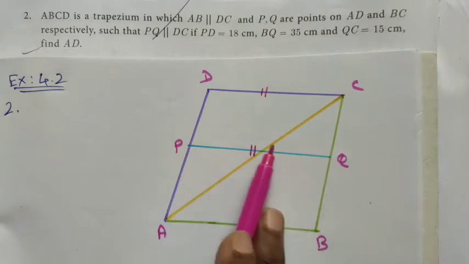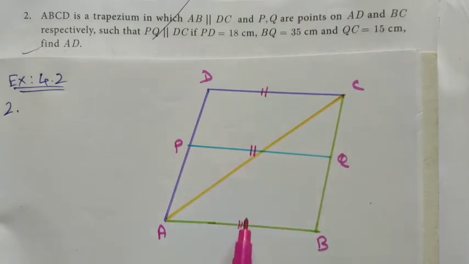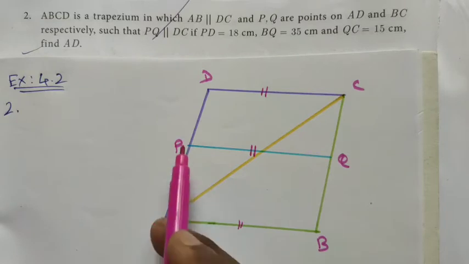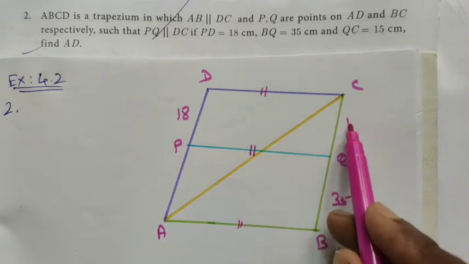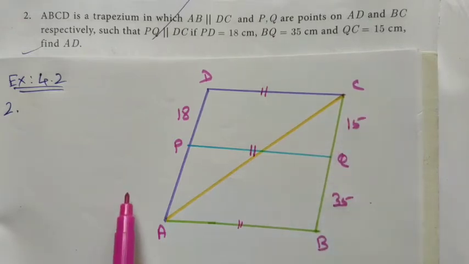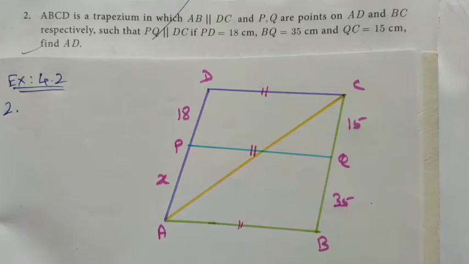The line PQ is parallel to the line DC, and PD is given as 18 centimeter, BQ is given as 35 centimeter, and QC is given as 15 centimeter. Find AD. We want to find out what is the measurement of AD, right?